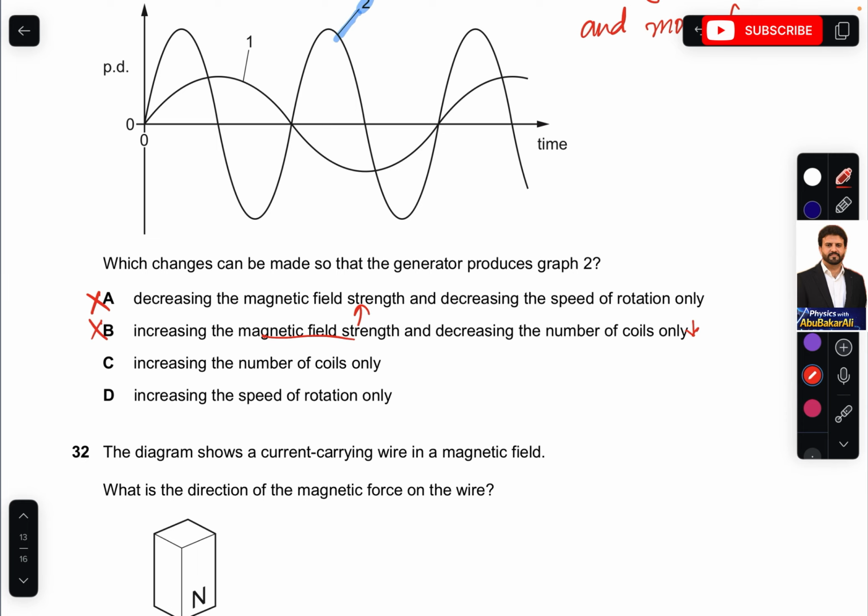If you increase the number of coils and the rotation is the same in the same time interval, the amplitude might increase, but the wave will have the same frequency, like it is in the one. So it will not be 2, it will be something else. So we are only left with option D, increasing the speed of the rotation. Yes, when you increase the speed, the loop will be completed earlier, right? And there will be more EMF produced.